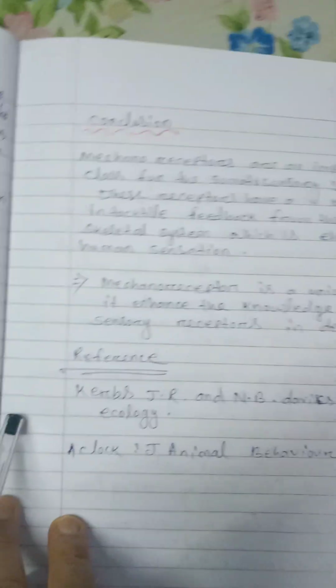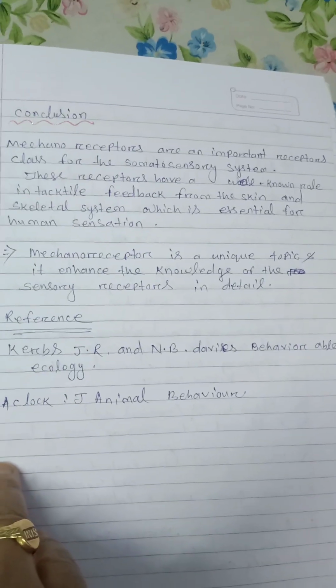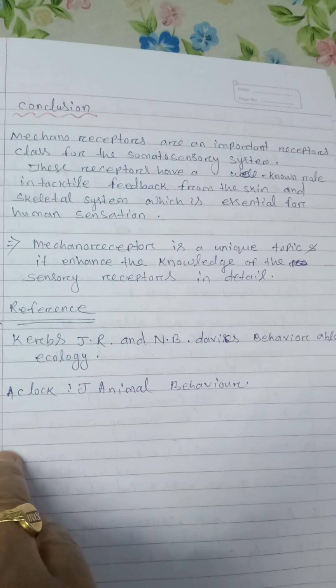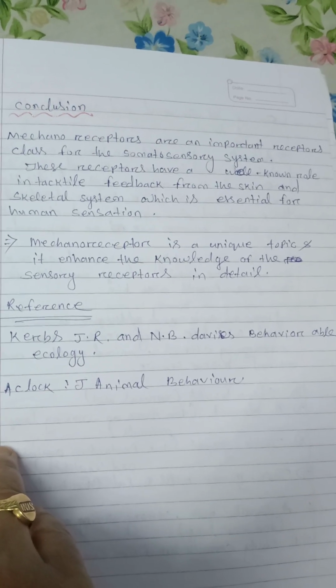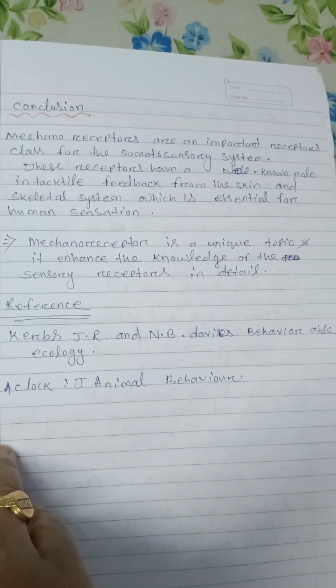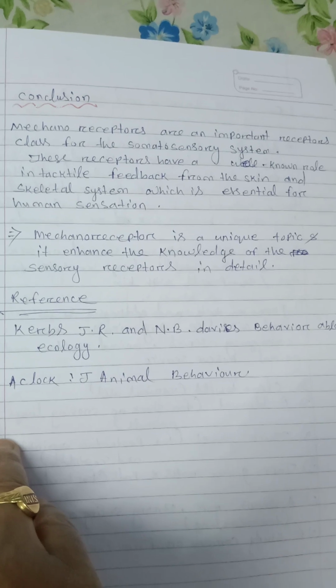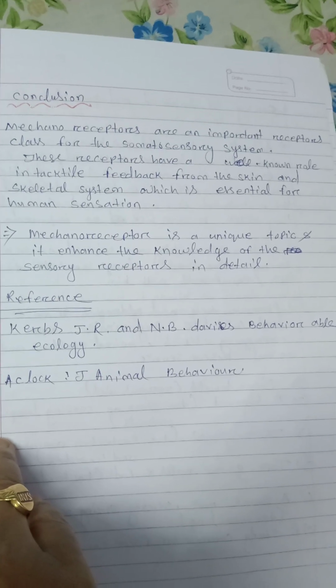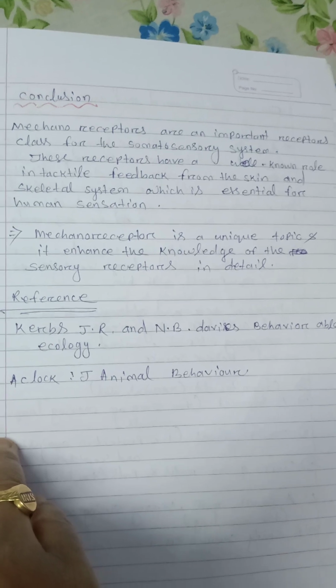Then conclusion. Mechanoreceptors are an important receptor class for the somatosensory system. These receptors have a well-known role in tactile feedback from the skin and skeletal system, which is essential for human sensation. Mechanoreceptors is a unique topic and it enhances the knowledge of the sensory receptors in detail.